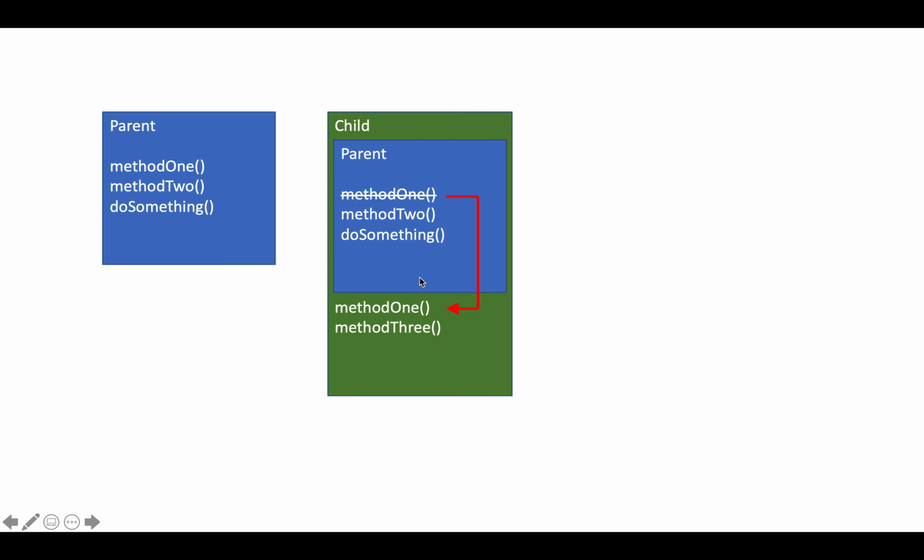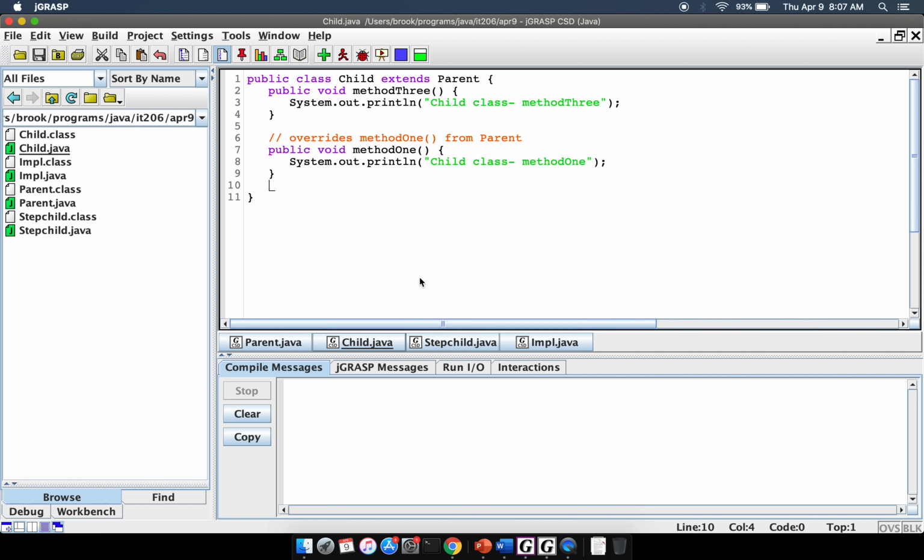All right, so going back to my scenario, now suppose I create a third class called stepchild. Stepchild also extends the parent class, okay? And I've now created a different method, method 4, which is unique to this stepchild class, okay? And I've now overridden method 2 from the parent class, okay? So whereas child overrode method 1, stepchild overrides method 2, okay?